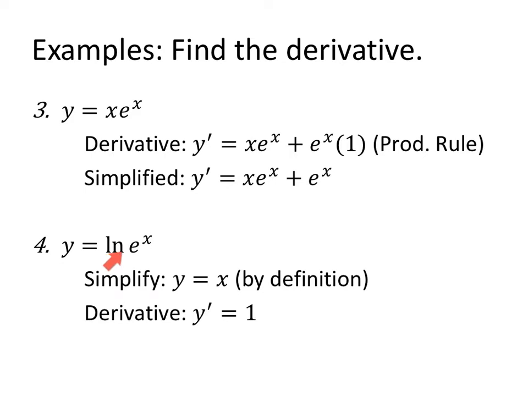If we have y equals natural log of e to the x, don't just jump in and start using rules. Keep in mind that the natural log and e are inverse functions of each other. So the natural log of e to the x is just x. So if y equals natural log of e to the x, then the derivative is 1. That's it. Do not make this harder than it needs to be. We've finally reached a point in the semester where it's about time we get a little bit easier material.